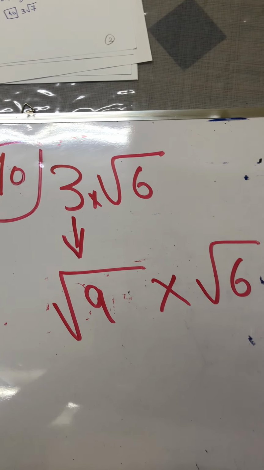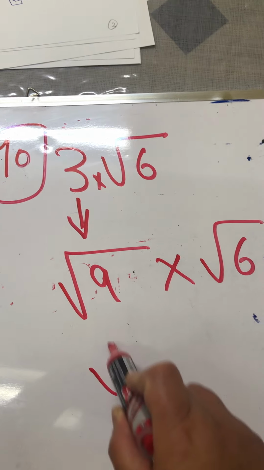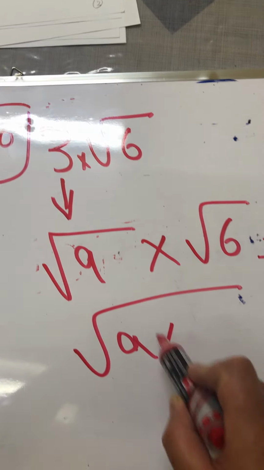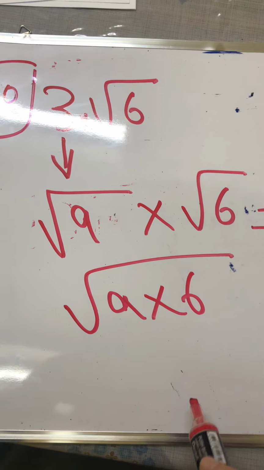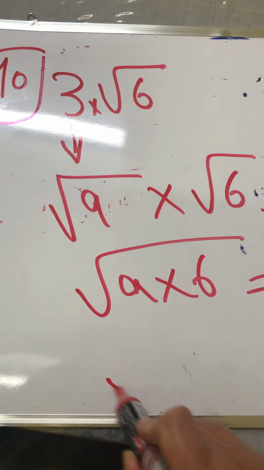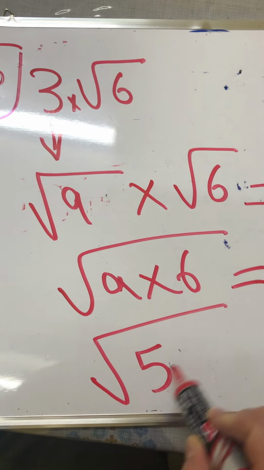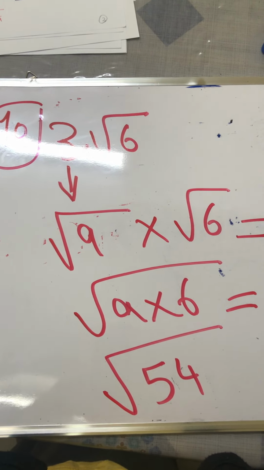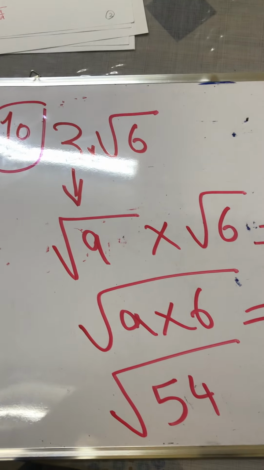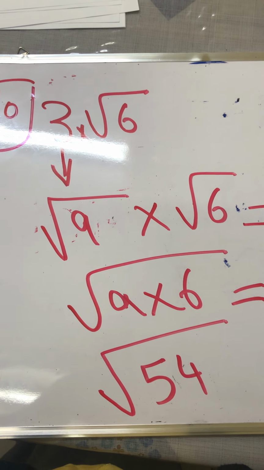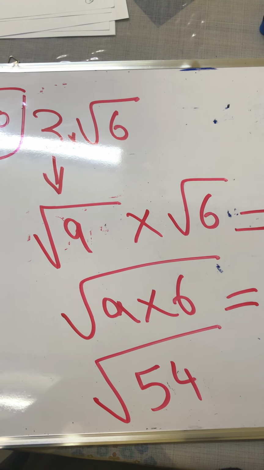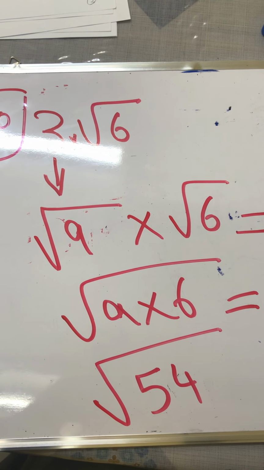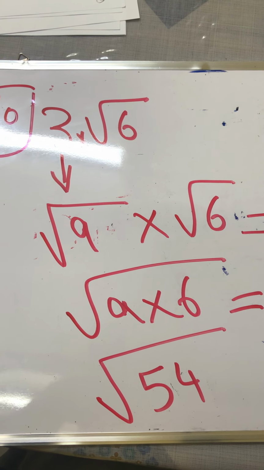Now I can write them under one square root, 9 times 6, like this. So 9 times 6 equals 54. So 3 square root of 6, how can I express it as a square root of a single number?